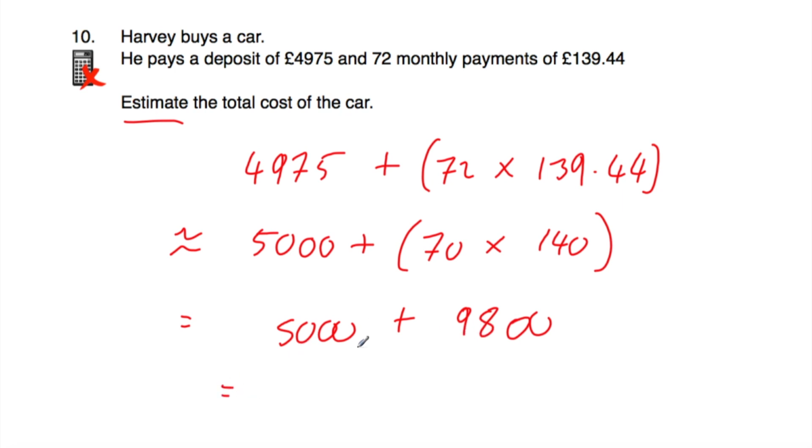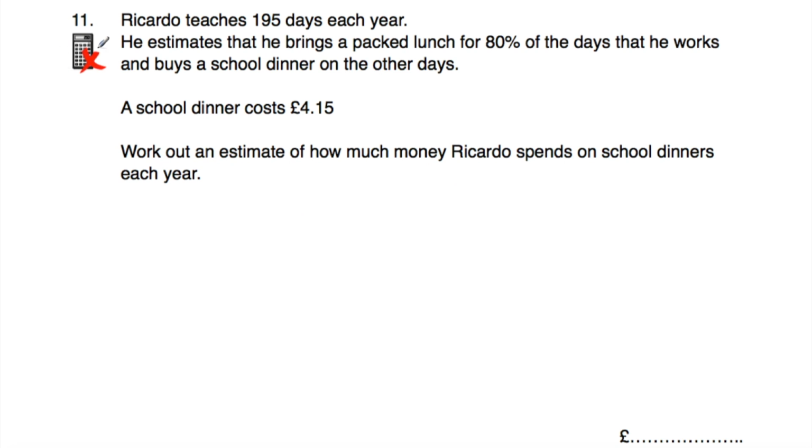So 5,000 plus 9,800 would be, well, 5,000 plus 9,000 would be 14,800. So the answer is £14,800, and that's our estimate for the total cost of the car, and that's it. Okay, let's have a look at our next question, question number 11.